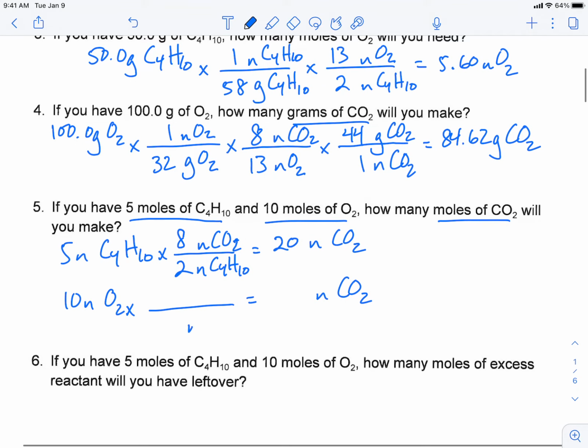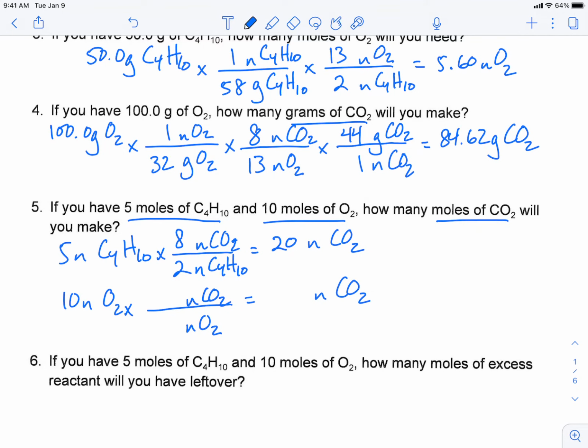And then moles of O2 need to go on the bottom, and then moles of CO2 on top again. That's 8, and this is 13, again from our equation. This works out to be about 6 moles. And the smaller amount of product is made, so that's why we end up with 6 moles of CO2.